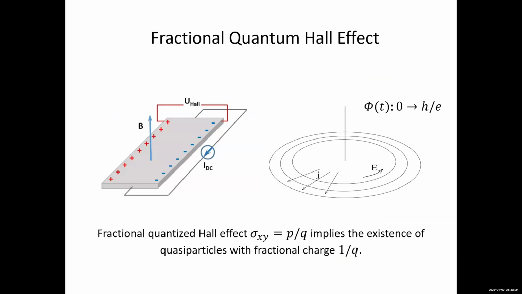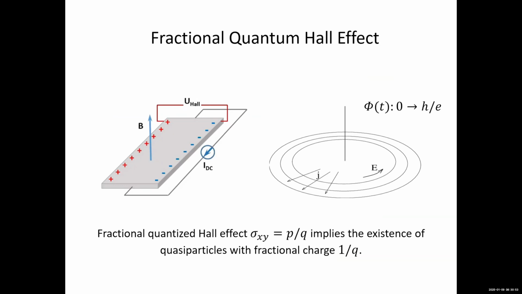So as we know, at various filling fractions, the Hall effect is quantized into a fraction of e squared over h, and whenever the Hall effect is quantized, it immediately implies the existence of quasi-particles carrying a fractional charge, which is 1 over q, and this was established directly by the so-called Laughlin argument.